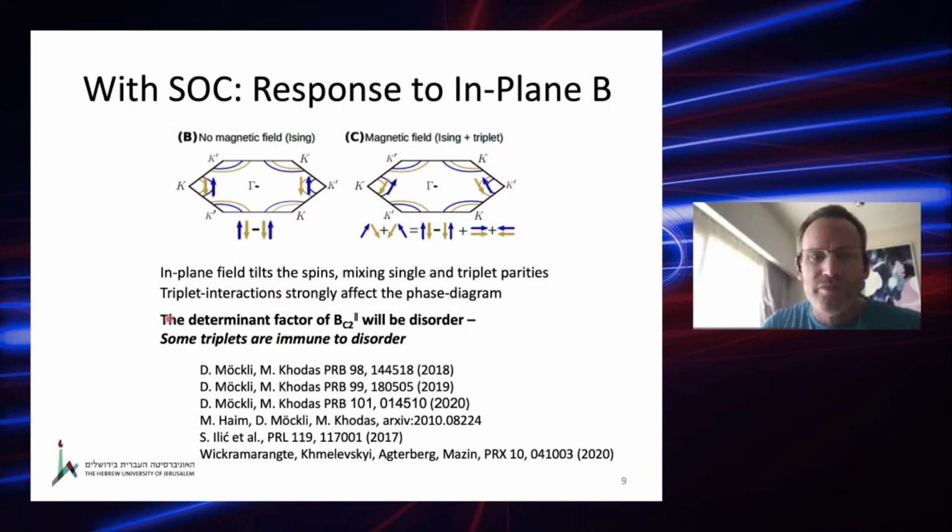Now, that raises the question of what ultimately is going to destroy superconductivity, and here I don't think there is really a consensus, but it looks like there's the question of how will the various kinds of triplet components respond to disorder, where some triplets are more stable than others to disorder potential.